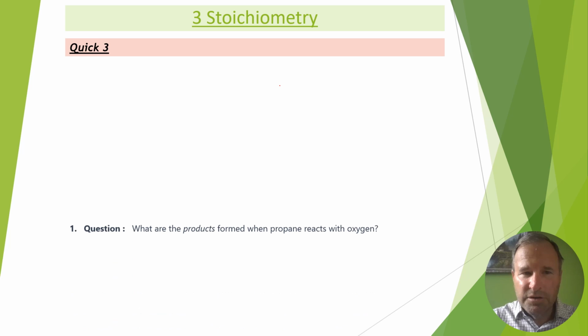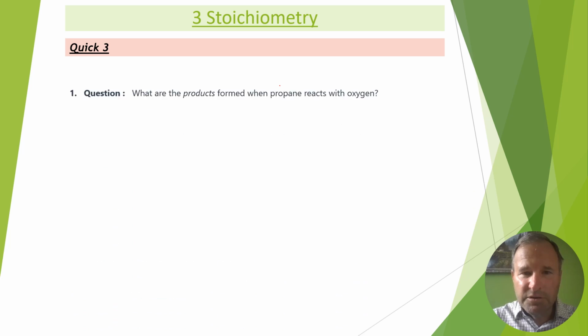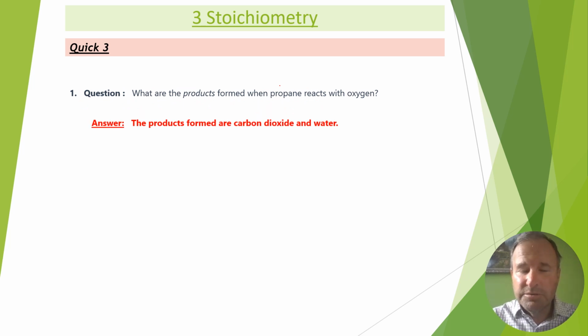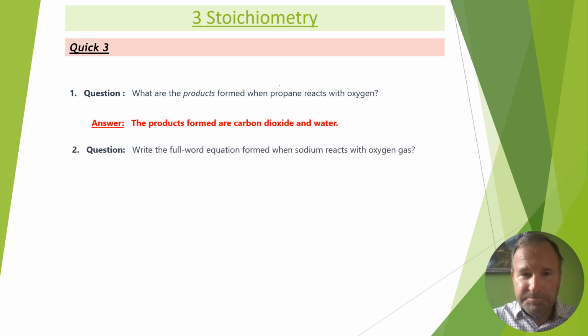The answers are, for the first one, what are the products formed when propane reacts with oxygen? The products formed, in terms of words, are carbon dioxide and water, or you might have written CO2 and H2O, it doesn't matter. Write a full word equation when sodium reacts with oxygen. This has to be in words. So sodium plus oxygen gives sodium oxide as a product, an ionic compound.